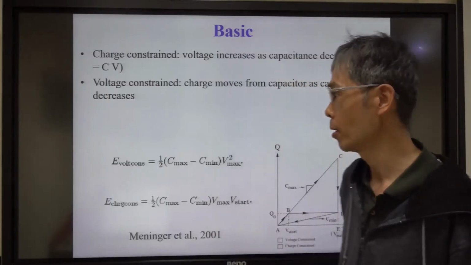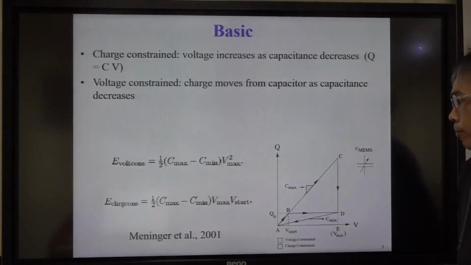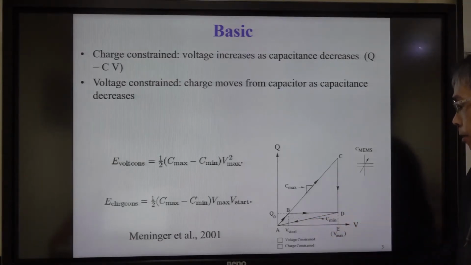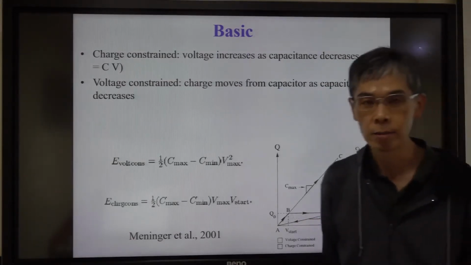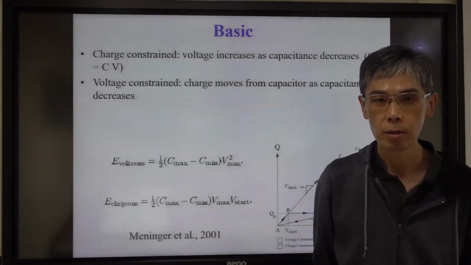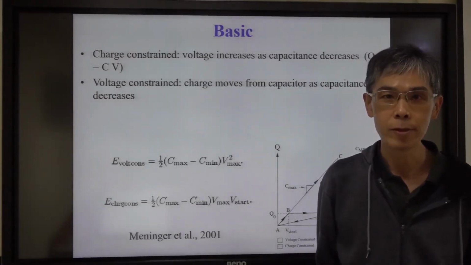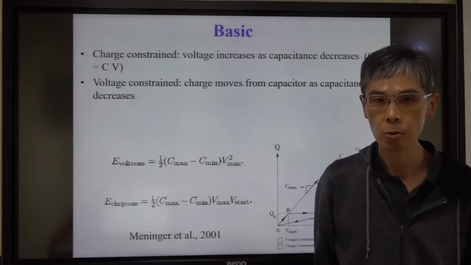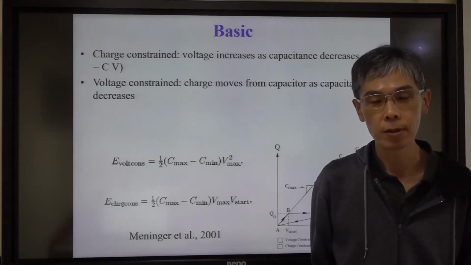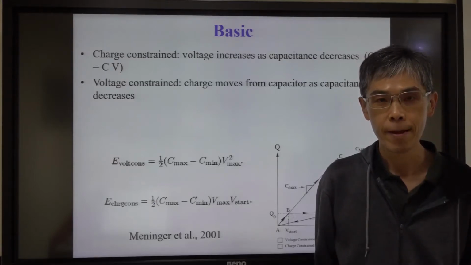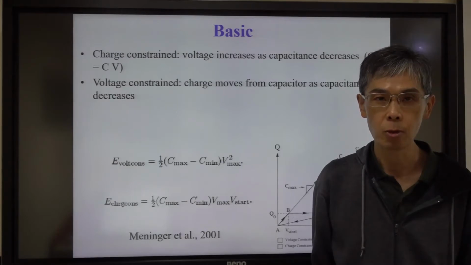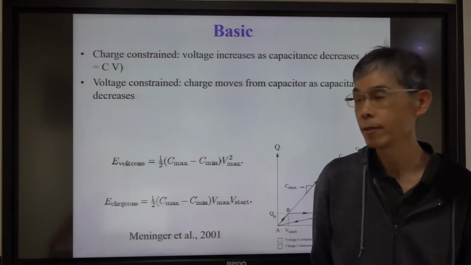In this figure, you will see we have a charge Q versus voltage V figure. For an electrostatic energy conversion mechanism, usually we can consider a capacitor. The capacitor has charge Q, potential difference V, and capacitance C. The relation between these three quantities is Q equal to C multiplied by V.